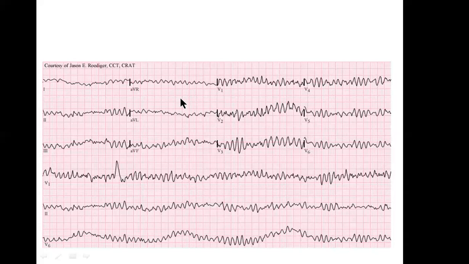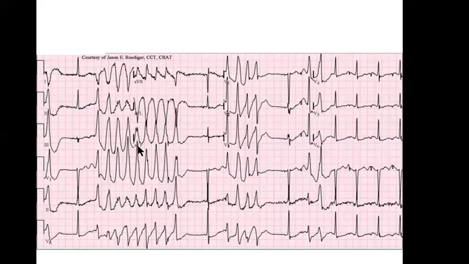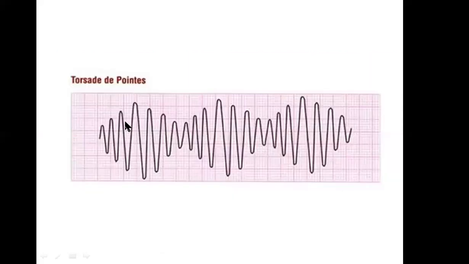Irregular, bizarre pattern. What is the diagnosis? Yes, torsades de pointes, dancing waves with irregular peaks. This can lead to ventricular fibrillation and cardiac arrest. Whenever you see dancing waves, up and down, peaks, it is torsades de pointes.